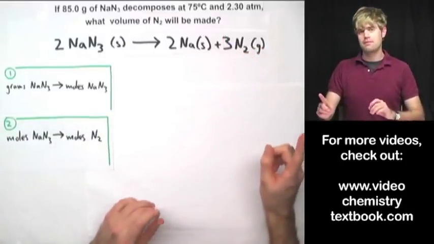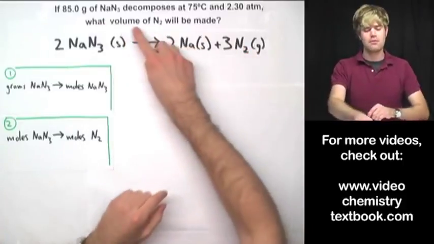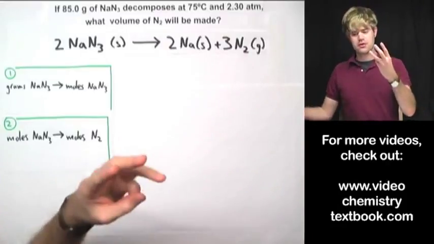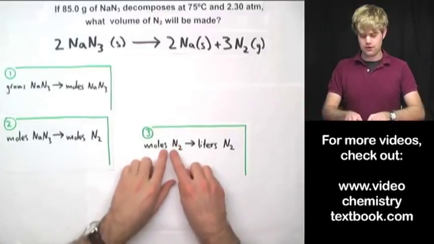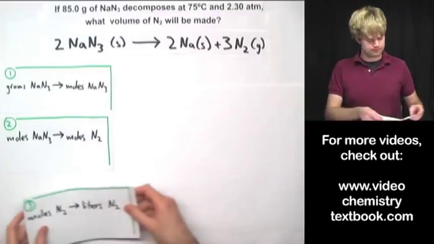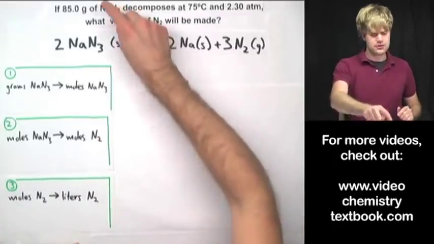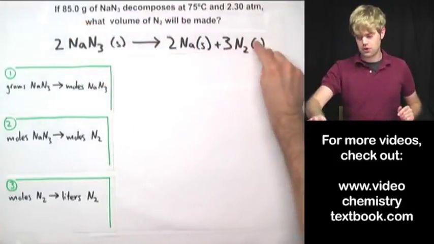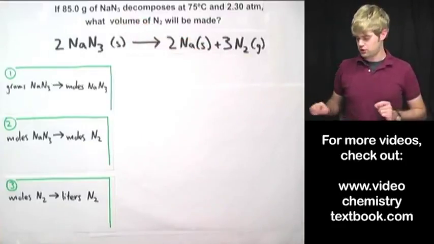But I'm not done yet, because finally the question asks not how many moles of N2 I have, but what volume of N2 will be made. So step 3, the last thing that I need to do is take the moles of nitrogen that I have and convert those to liters of nitrogen. So these are my 3 steps. Grams of sodium azide to moles of sodium azide, moles of sodium azide to moles of nitrogen, and finally moles of nitrogen to volume of nitrogen.